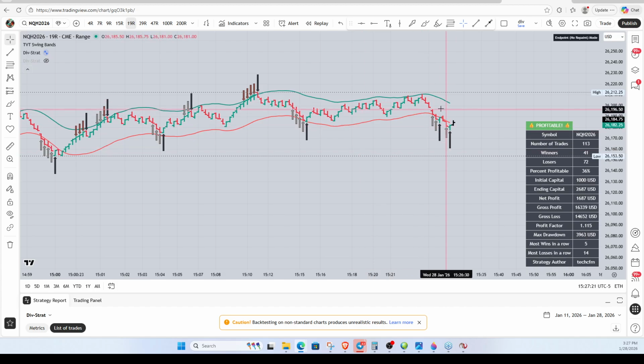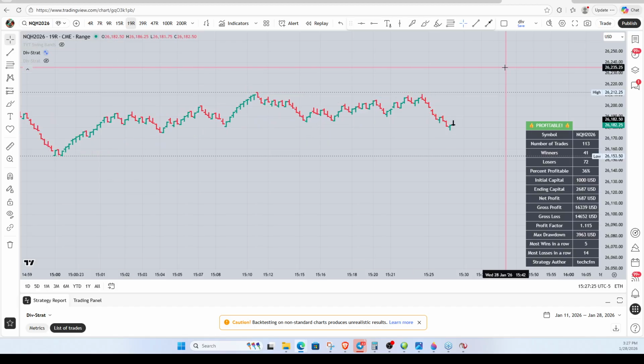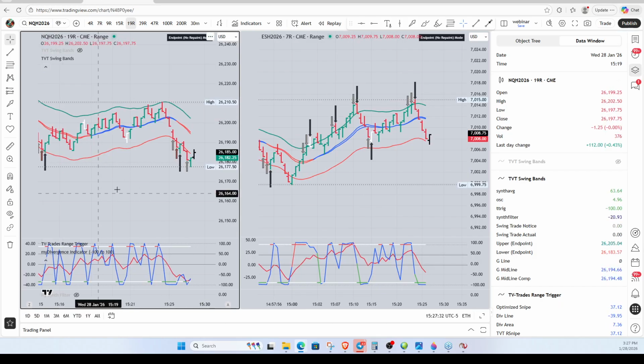It's not using anything you see right here. You don't have to have the mid bands on there. It's not using anything that you know of or anything that you see. The logic that I built into that is completely different.